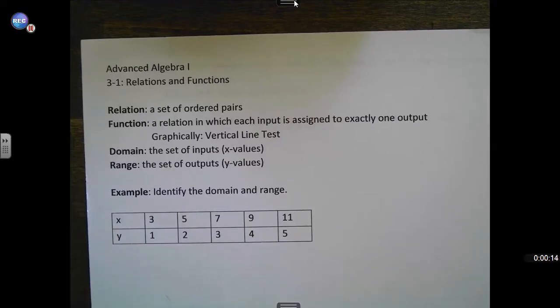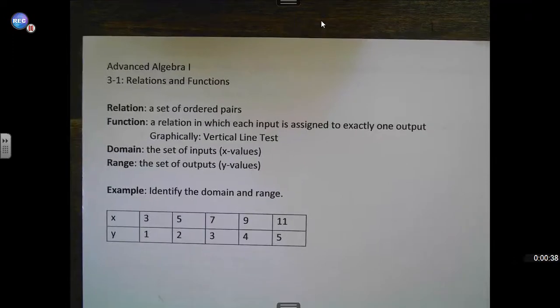This is Advanced Algebra 1, Topic 3, Section 1, dealing with the difference between a relation and function. So, some definitions in here, and we'll try to relate it back to what we've already learned in Topic 2, in the equation of a line. So a relation is just a set of ordered pairs.